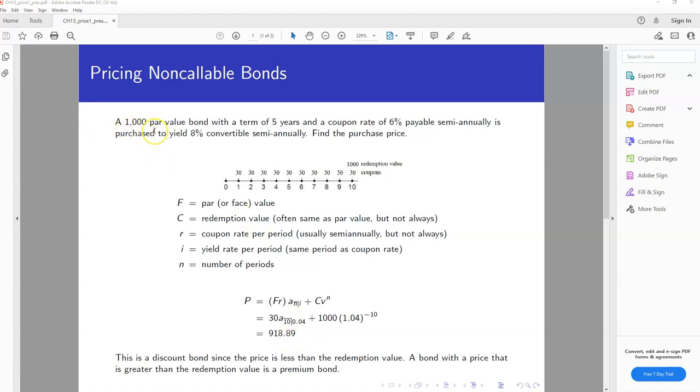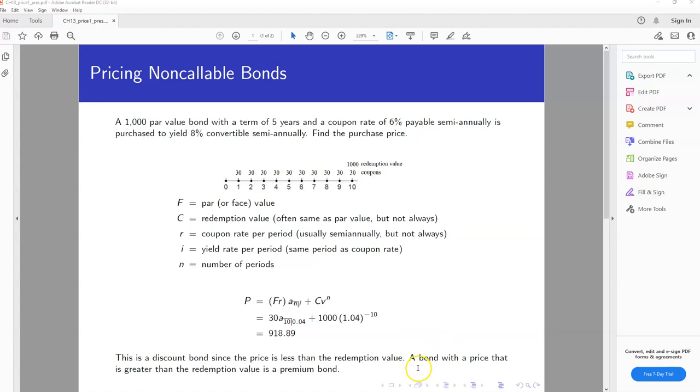From a definition standpoint, notice that the price of the bond here of $918 is less than the redemption value of $1,000. So we refer to this as a discount bond because the price is less than the redemption value. We can also see that this bond is going to be sold at a discount because the return on the investment of 6% payable semi-annually is less than the 8% convertible semi-annually that the investor would be expecting to get. That was the purchase to yield 8%. The investor wants 8% convertible semi-annually, but is only going to get 6% semi-annually from the coupon bond. So they need to be paying less than the redemption value in order to get that 8% yield on their investment.